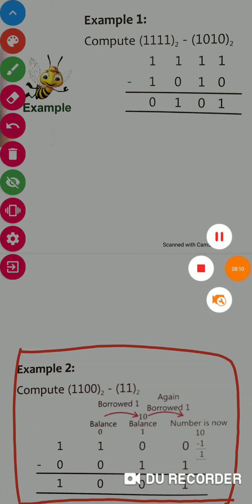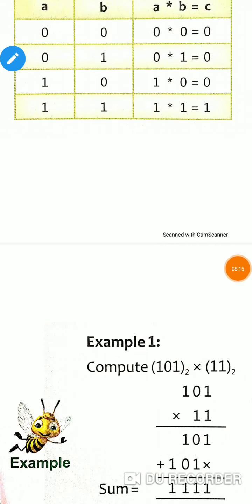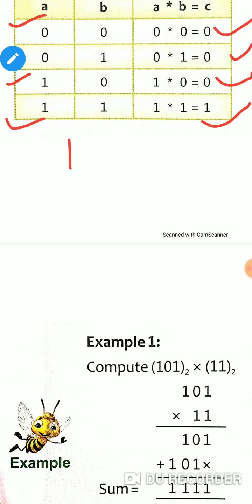Now we will see multiplication. In multiplication we follow the same rule as we do in decimal numbers: 0 into 0 becomes 0, 0 into 1 is 0, 1 into 0 is 0, and 1 into 1 becomes 1. Now let us take one example. Suppose you want to multiply two numbers, 101 and 10.